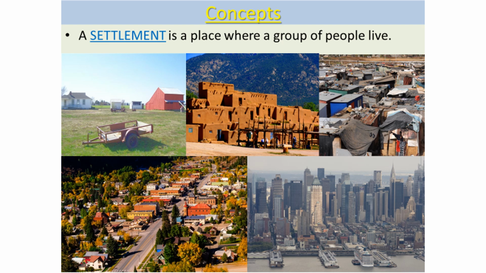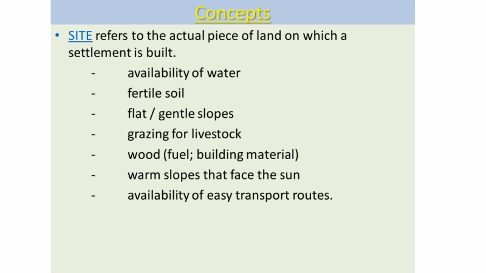A settlement is a place where a group of people live. There are buildings and infrastructure around which this group of people conduct their daily activities. Site refers to the actual piece of land on which a settlement has been built. Site factors refer to why a specific piece of land was chosen on which to build a settlement.